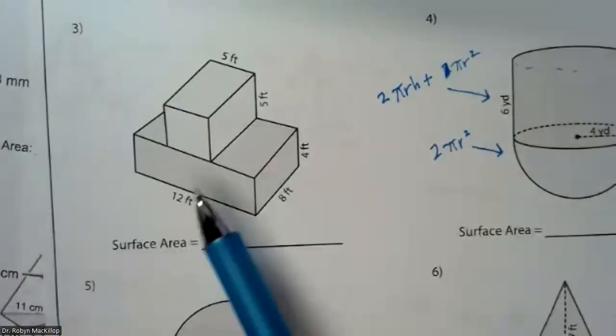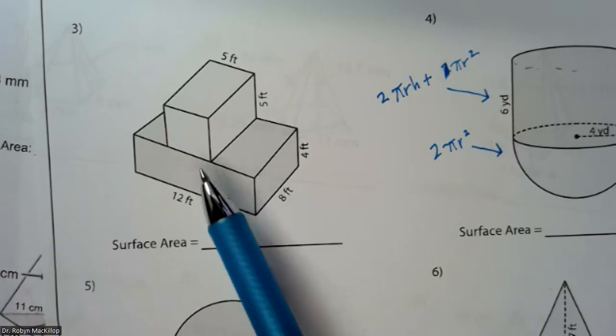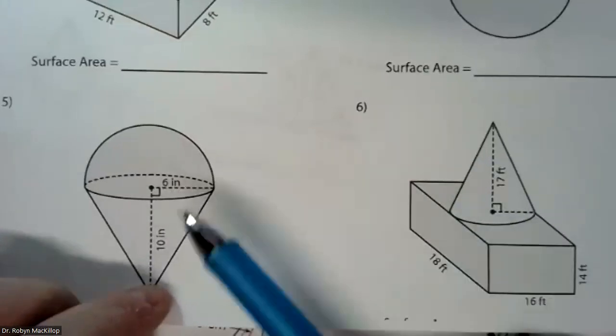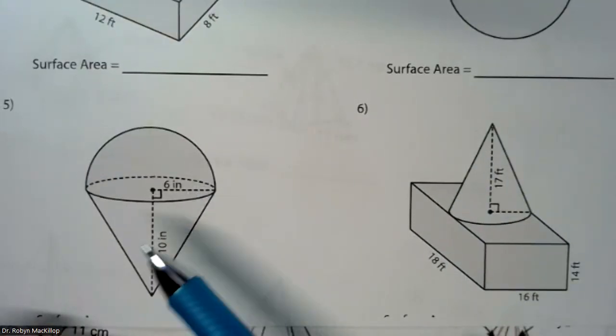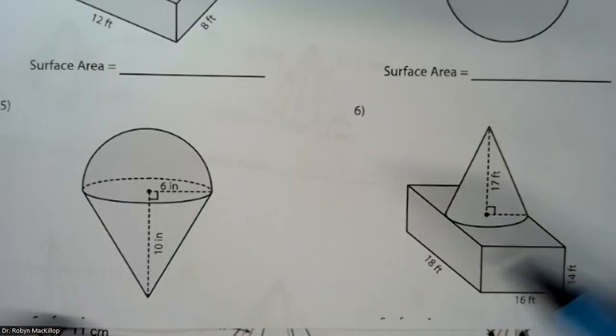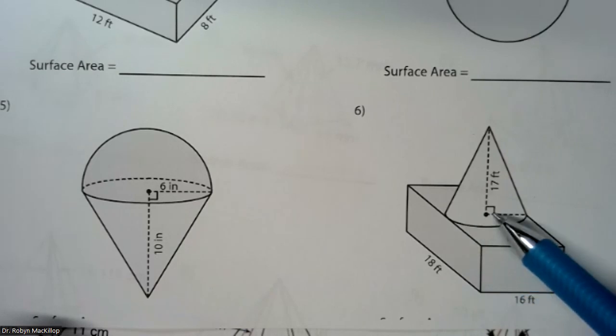This one is interesting. Boxes are easy, right? But you need to take away the bottom of that box when you do the full measurement. This one, here's a snow cone. Don't measure the base of the sphere. Don't measure the top of the cone. Same with this one. Don't measure the base of the cone.